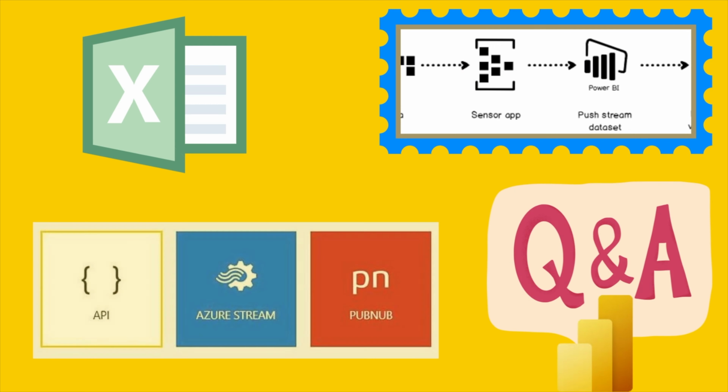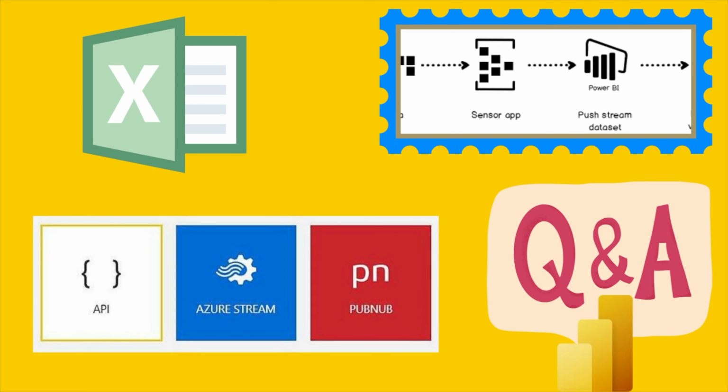But here you should note that the processing of Excel workbooks, push datasets, streaming datasets, and Q&A of Power BI content is stored in shared capacity rather than your reserved capacity. Even if you have a reserved capacity, these types of content are not going to be shared over there. They are always going to be stored in your shared capacity.